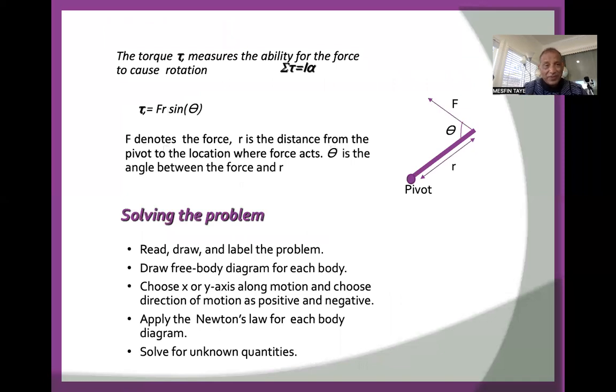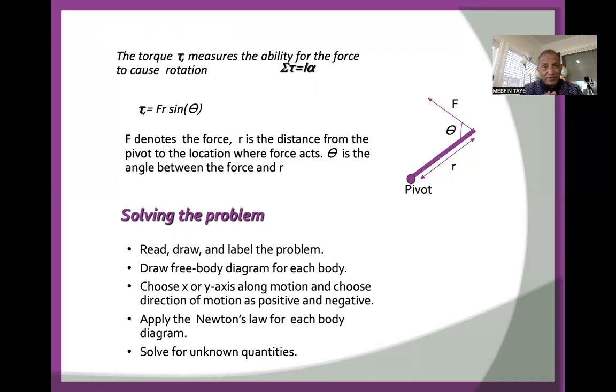Now, what's torque? Torque measures the ability of a force to cause rotation. What does it mean? Mathematically speaking, the sum of the torques is equal to I times alpha. I is called the moment of inertia. Moment of inertia, we know how to calculate it. Alpha is angular acceleration, okay? So Newton's second law says that. But what's torque? Torque is the ability for a force to cause rotation. We call it torque.